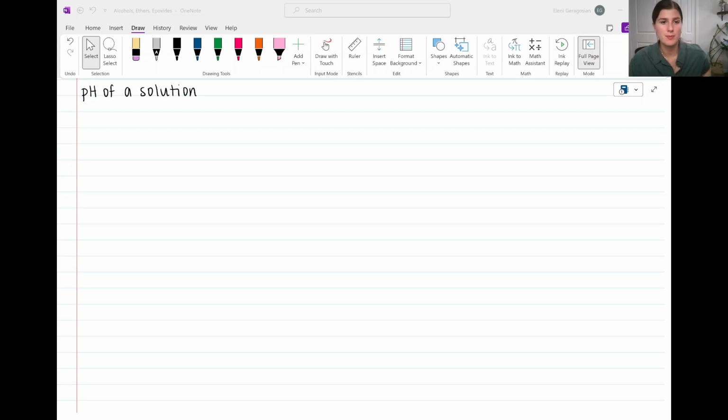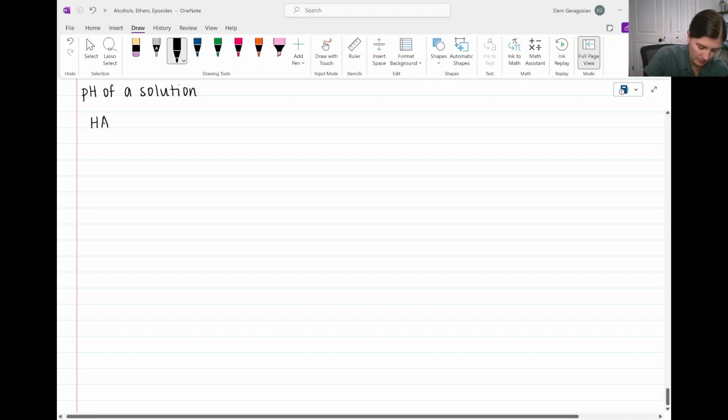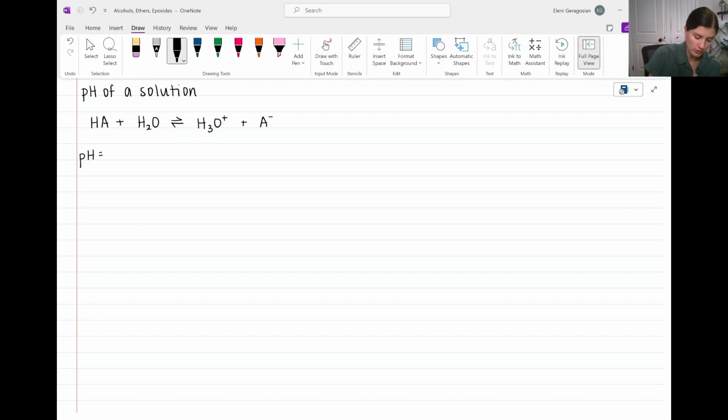In the last video, we talked about pKa's of protic acids. In this video, we'll talk about pH of a solution. So we saw if we have a generic acid added to water, some H3O plus ions are present and some conjugate base ions are present. The pH is a property of the solution, and it's equal to the negative log, this is base 10, of the concentration of just H3O plus ions.